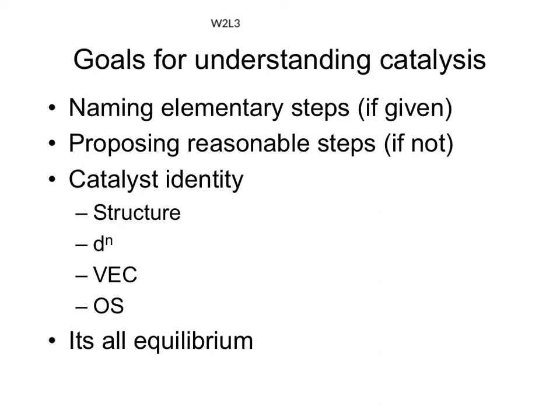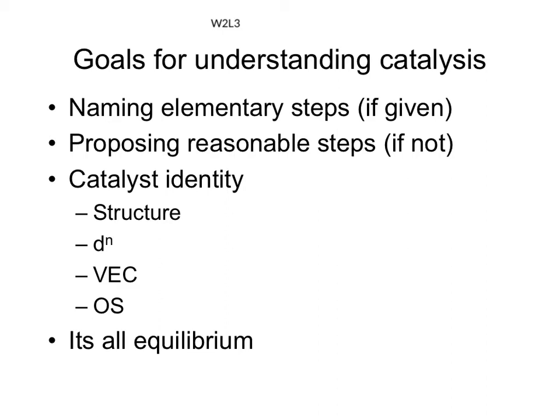If I have given you a mechanism, I want you to be able to name the elementary steps, and the way to name those steps is to do the electron counting. What's the valence number? What's the d-electron count? What's the coordination number? And figure out what's happening between molecule A and molecule B so that you can name the elementary step. If I have not given you the steps, then I might ask you to propose reasonable steps given the mechanistic steps that we've seen so far, the various reactions: oxidative addition, reductive elimination, insertion, elimination.